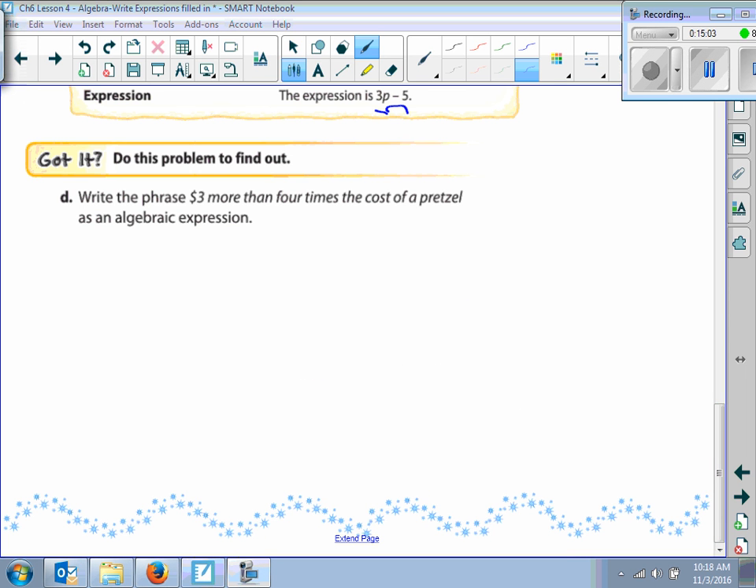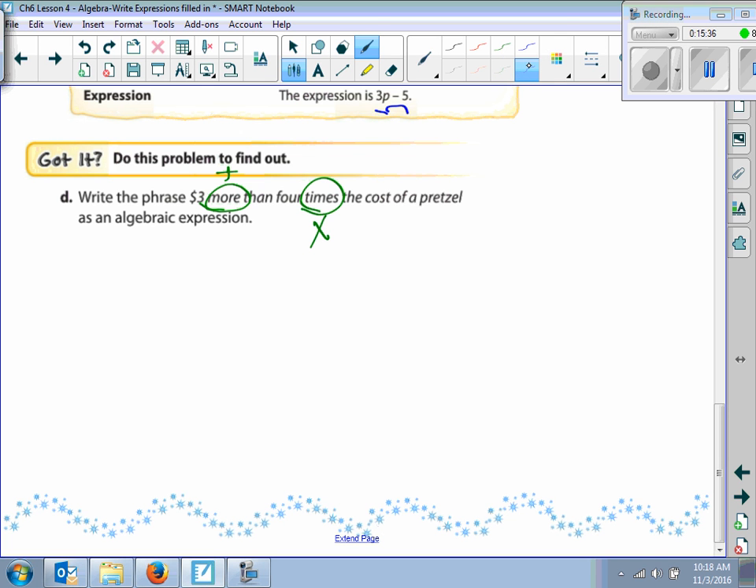For this example, it says, write the phrase 3 more than 4 times the cost of a pretzel as an algebraic expression. What words here tell me the operations? More. So more tells me that I'm going to add. And times tells me that we're going to multiply.